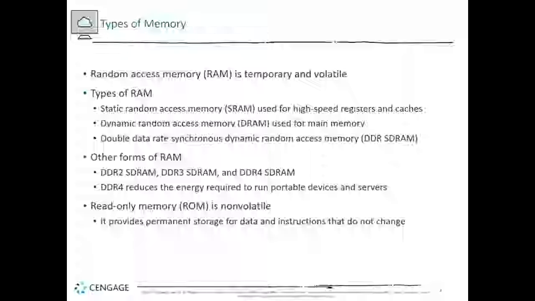Other forms of RAM include DDR2 SDRAM, DDR3 SDRAM, and DDR4 SDRAM. DDR4 reduces the energy required to run portable devices and servers. Read-only memory, ROM, is non-volatile. It provides permanent storage for data and instructions that cannot be changed.